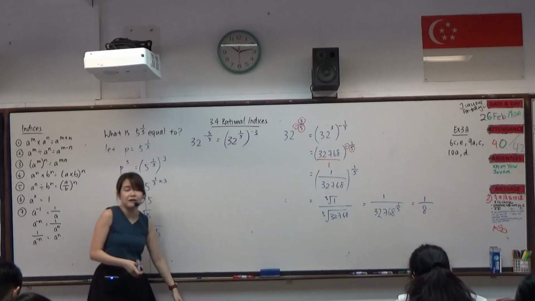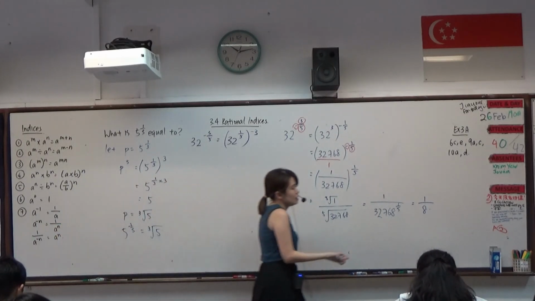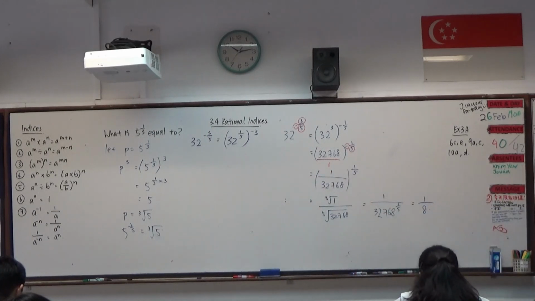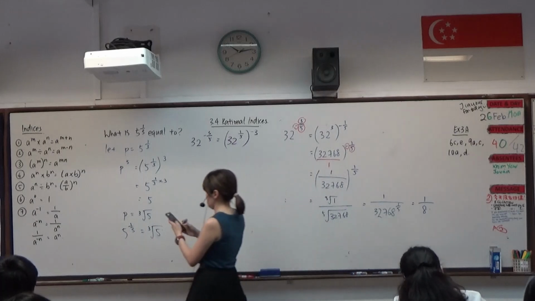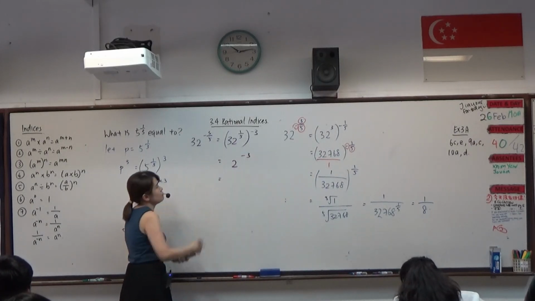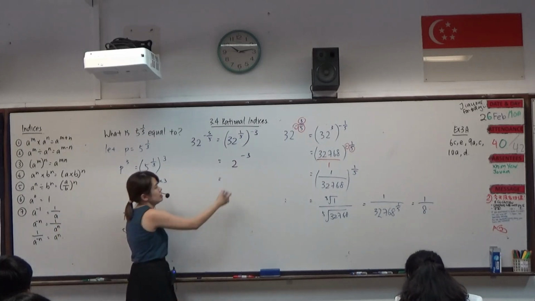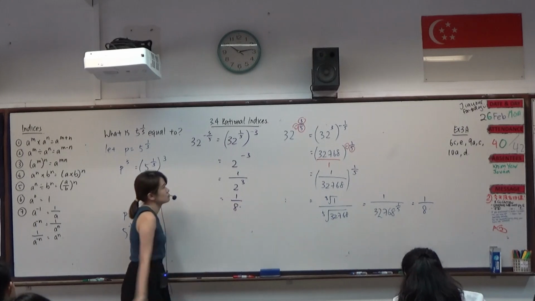32 to the power 1/5 might be easier to mentally calculate if you are familiar with your powers of 2. That will be equals to 2. Sorry, I'm wrong. It's 2. So 2 to the power negative 3 is even easier to calculate, right? This is actually 1 over 2 cubed, which is 1 over 8.